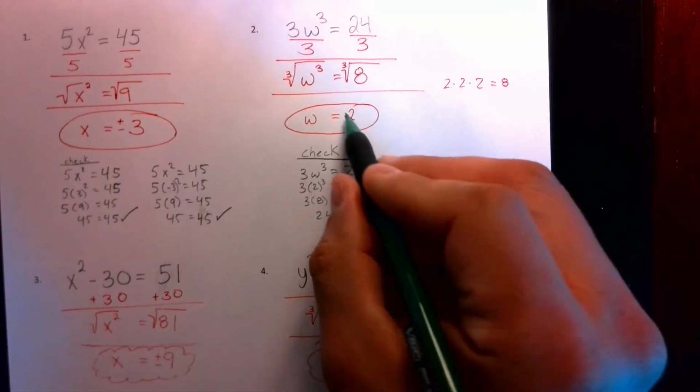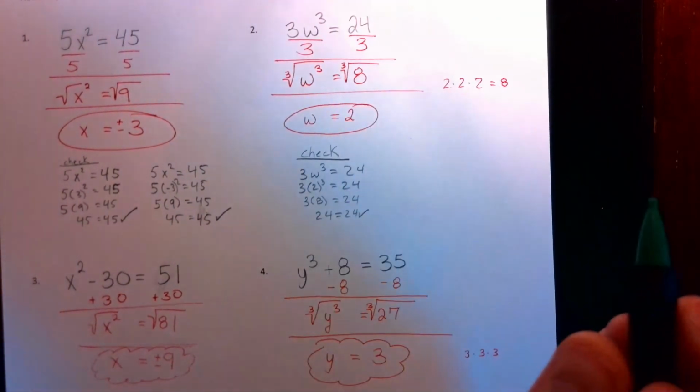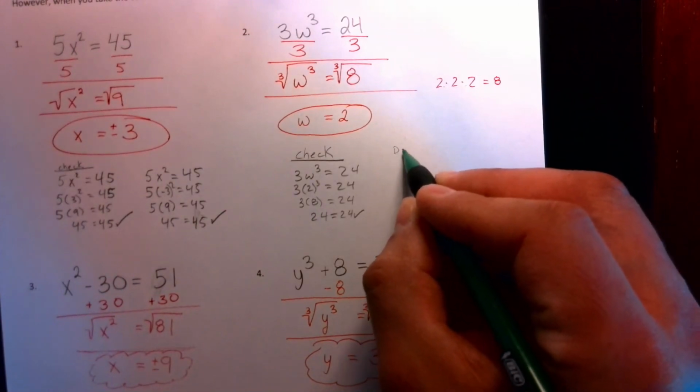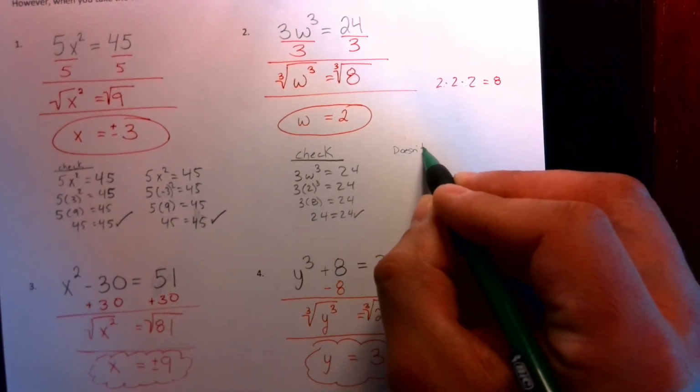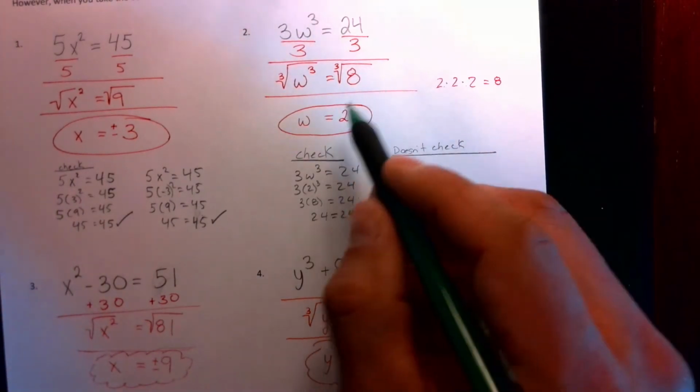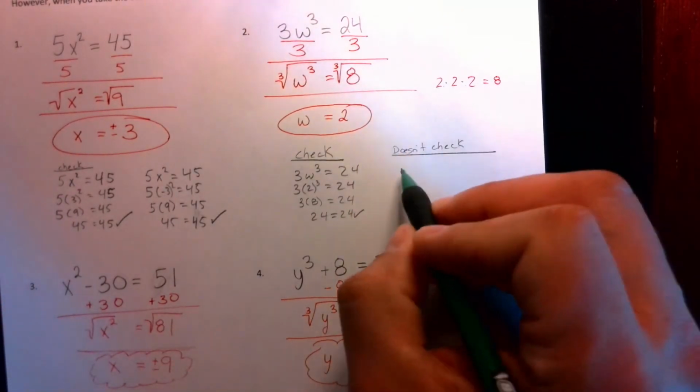But we did not say that -2 was an answer. And here I'm going to show you that -2 doesn't check, right? Just to prove to you that the negative doesn't work for these cubed ones, which is why we don't take the plus or minus side in a cube root.